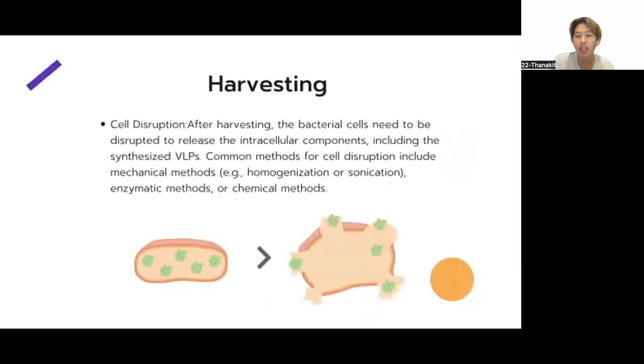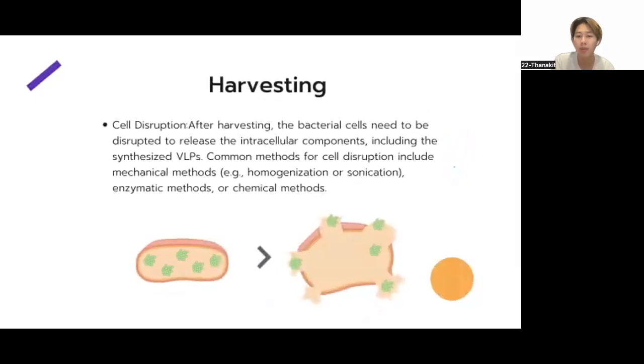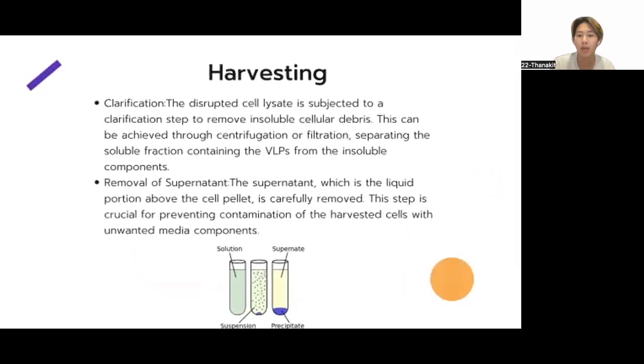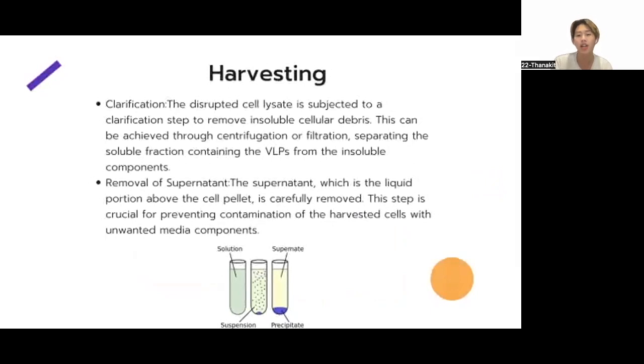Then after harvesting, the bacterial cells need to be disrupted to release the intracellular components, including the synthesized virus-like particles. Following that, the disrupted cell lysate is subjected to clarification to remove insoluble cellular debris by centrifugation or filtration, separating the soluble fraction containing the virus-like particles from the insoluble components. The supernatant, or liquid portion above the cell pellet, is carefully removed to prevent contamination by unwanted media.